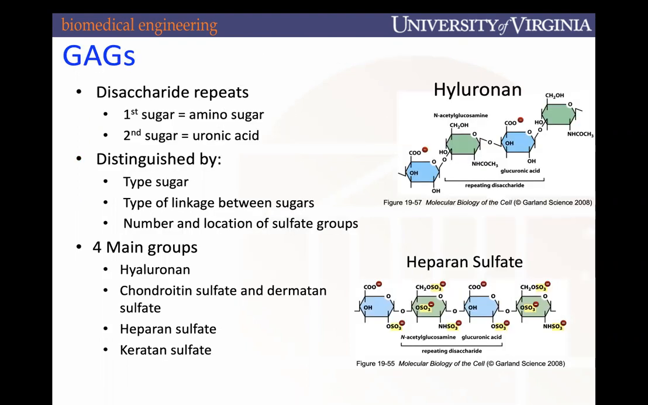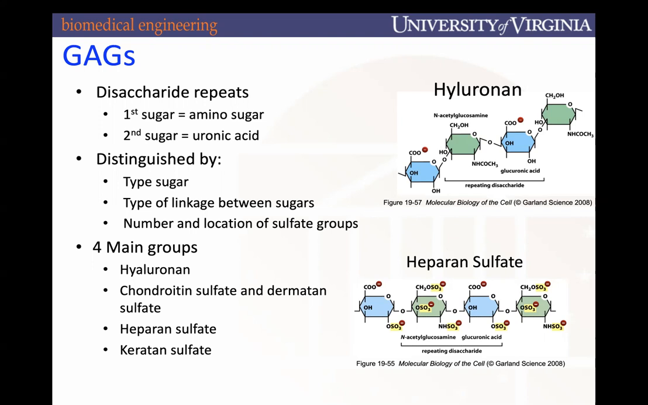Let me take a moment to describe another component of our connective tissue ECM: the glycosaminoglycans, also dubbed GAGs. They're these disaccharide, or two-sugar, repeating units, and they're distinguished because there are different species of GAGs, distinguished by what kind of sugars are present, the kind of linkages between them, whether the linkage might be between specific carbon groups, and the number or location of sulfate groups on those GAGs. The four main types are hyaluronan, chondroitin sulfate and dermatan sulfate, heparin sulfate, and keratin sulfate.